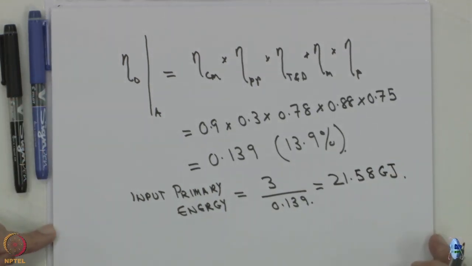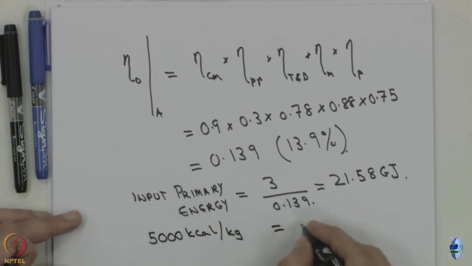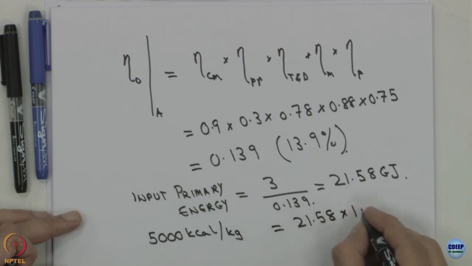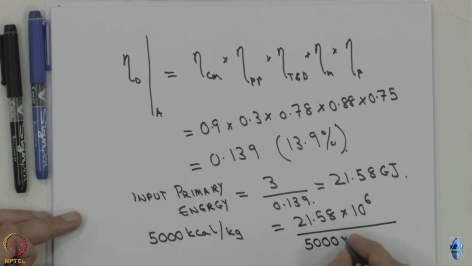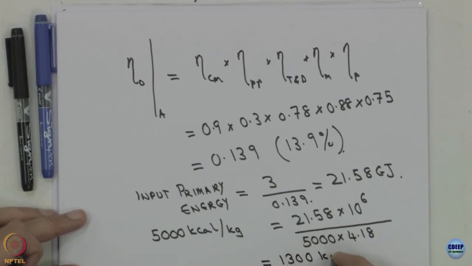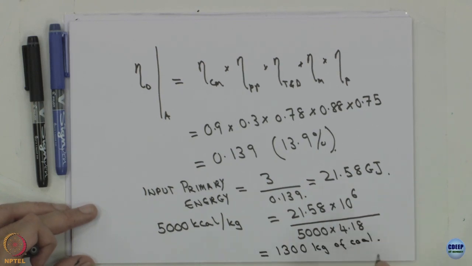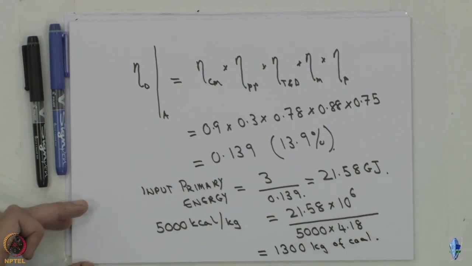We can also convert this into the amount of coal that is being used. Suppose coal has a calorific value of 5000 kilocalories per kg, then this will be 21.58 into 10 raised to 6 kilojoules divided by 5000 into 4.18, right? This is kilojoules per kg, and this was in kilojoules, so this will be in kgs, and it will give you approximately 1300 kgs of coal. You have now calculated the primary energy that is required.